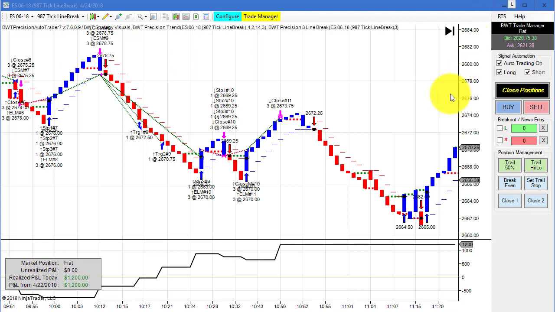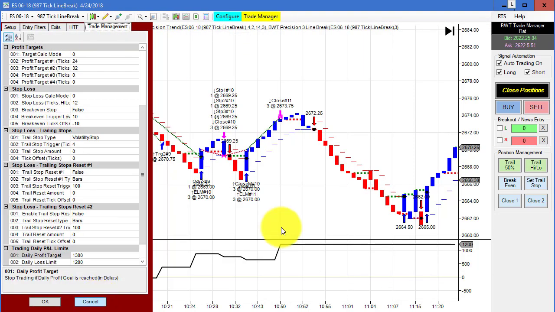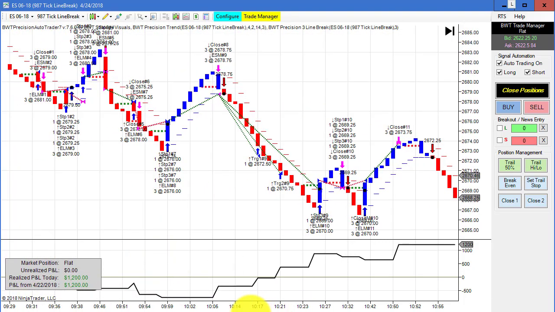But this has been a good chart for us. Okay, next up is the Emini S&P on a 987 tick line break, and this looks like it hit its goal of 1200. Well, 1300. Probably had some slippage because it stopped trading, so it was quite active today.